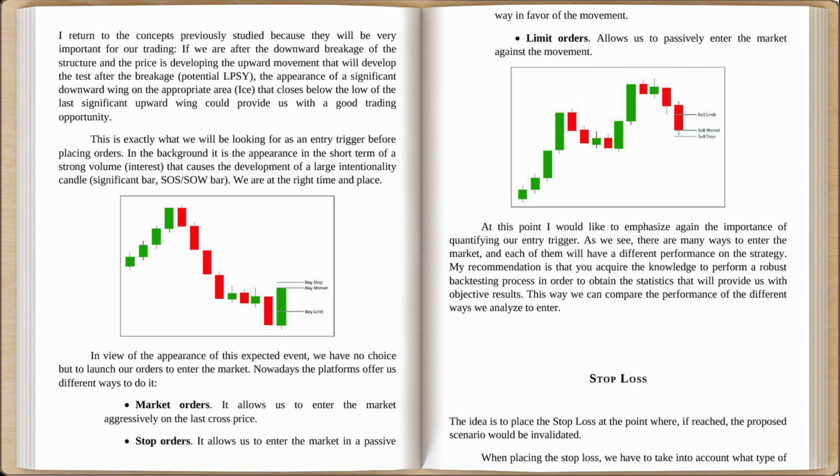Nowadays, the platforms offer us different ways to do it. Market orders allow us to enter the market aggressively on the last cross price. Stop orders allow us to enter the market in a passive way in favor of the movement. Limit orders allow us to passively enter the market against the movement.